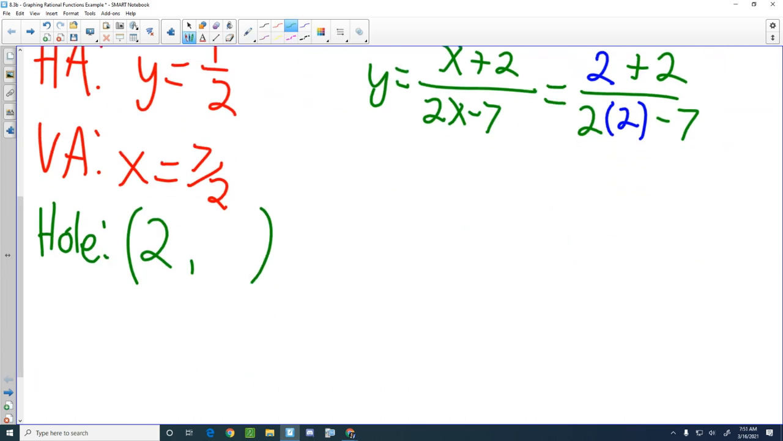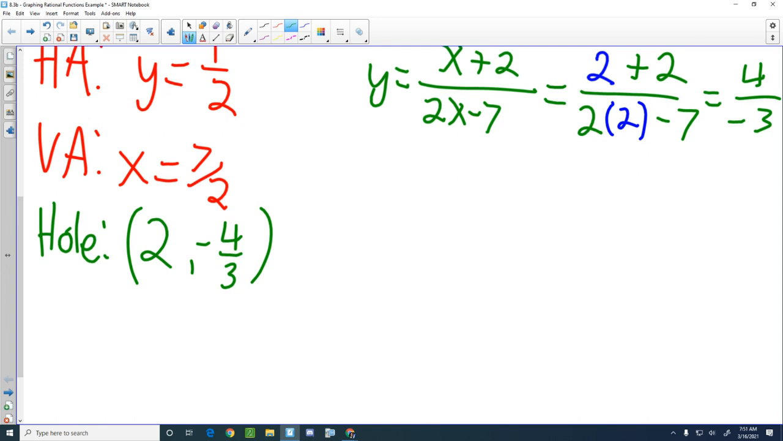And sure enough, 2 plus 2 is 4. 2 times 2 is 4. Minus 7 is a negative 3. And so negative 4/3, or negative 1.33333.